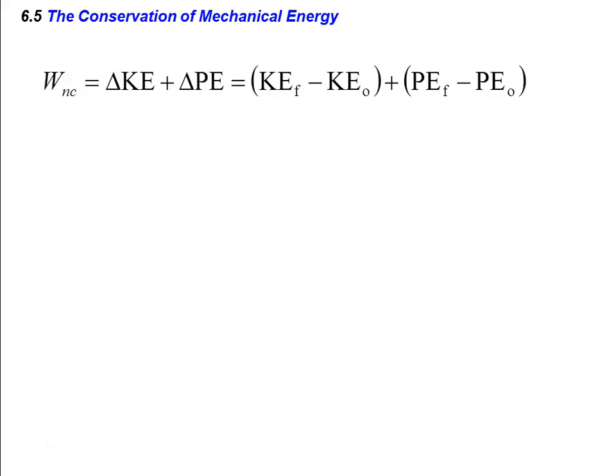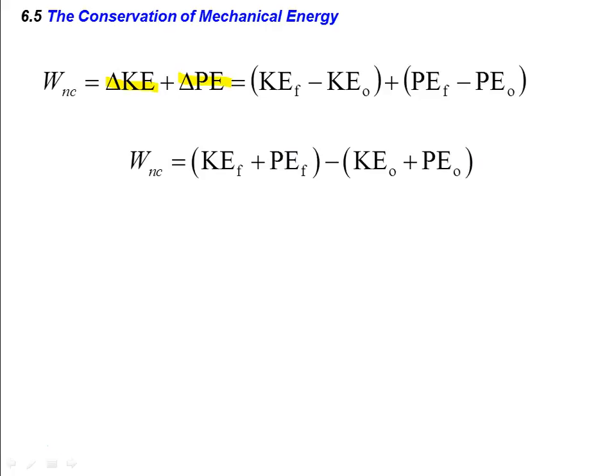In this video, we're going to begin to look at the conservation of mechanical energy. If we recall back to our formula for non-conservative work, we know that this is the sum of the change in kinetic energy and the change in potential energy. If we rearrange this equation a little bit, we put the final kinetic and potential energy together and the initials together, and that's simply the difference in our energy. So we can say our non-conservative work is equivalent to the change in overall energy.